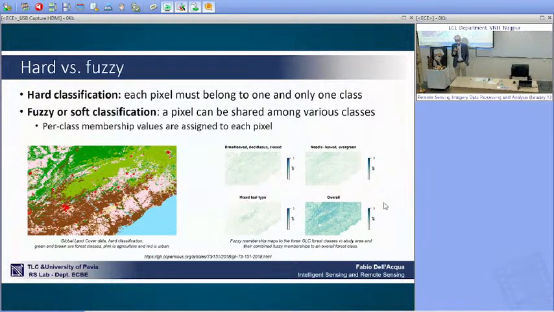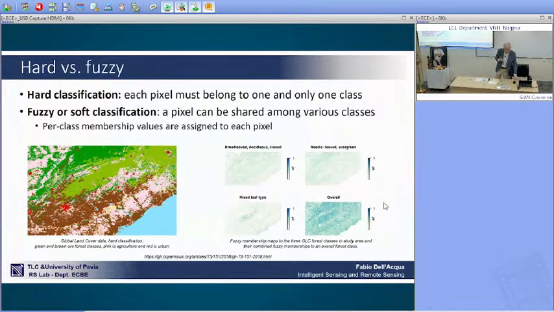Because I need to be able to handle cases where the spectral response is mixed, so it doesn't look like anything that I have seen in the training set. We will see this a little bit more in depth in the rest of the lecture, but the point here is, if you try to force everything into a single class, it may work, it may not work, okay?